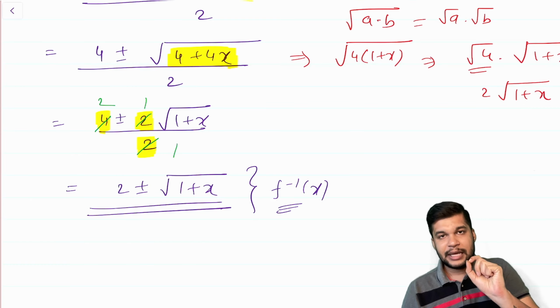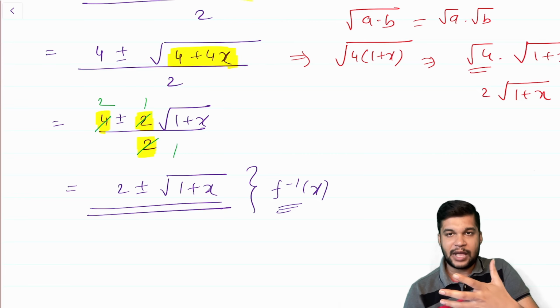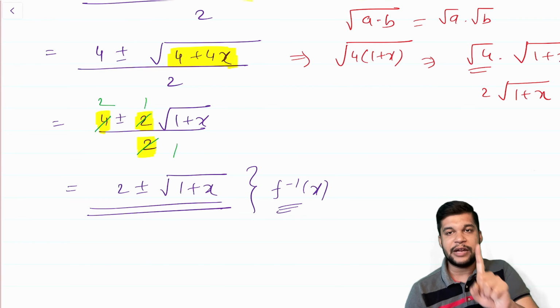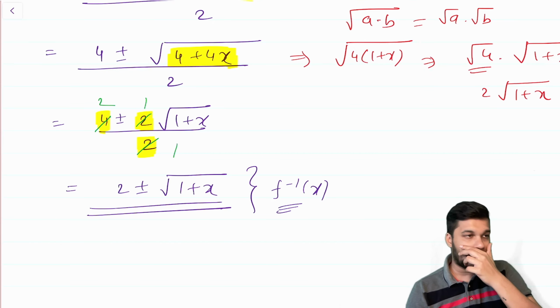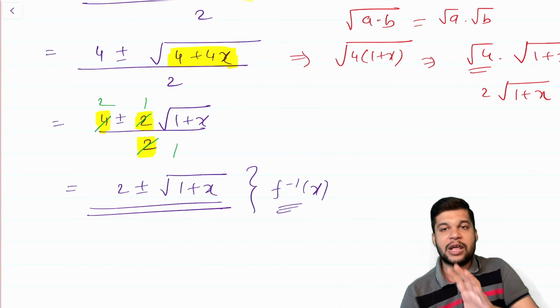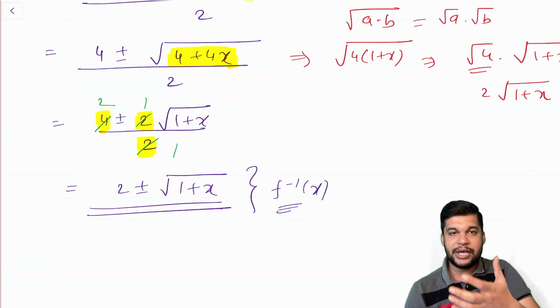My question is, does this function exist? Because as per the definition of a function, for a function to exist, every value of x should have one and only one value of y. It should have one and only one value of output. For one value of input, you cannot have multiple values of output. So can you say it's a function?